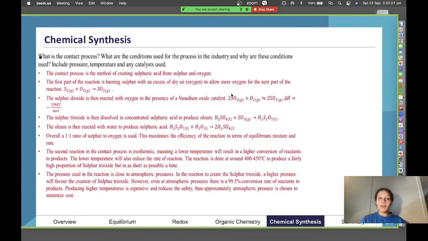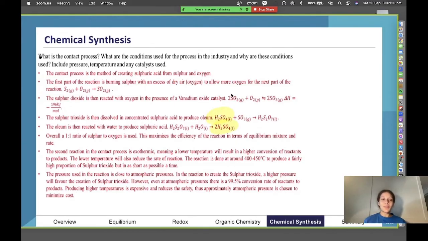And then we take the sulfur trioxide and dissolve it in concentrated sulfuric acid to produce oleum. Then we take the oleum and react it with water to produce more sulfuric acid. It's a bit ironic because we use sulfuric acid to produce sulfuric acid here. No, not here. Here and then here. But that's just part of the process. You end up getting more sulfuric acid out of it in the end.